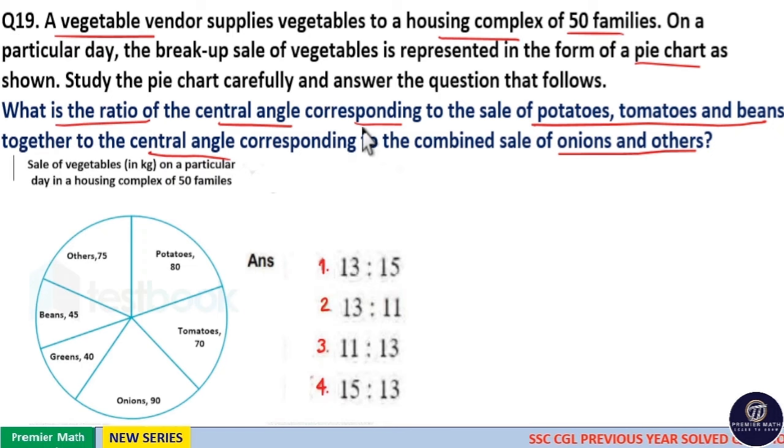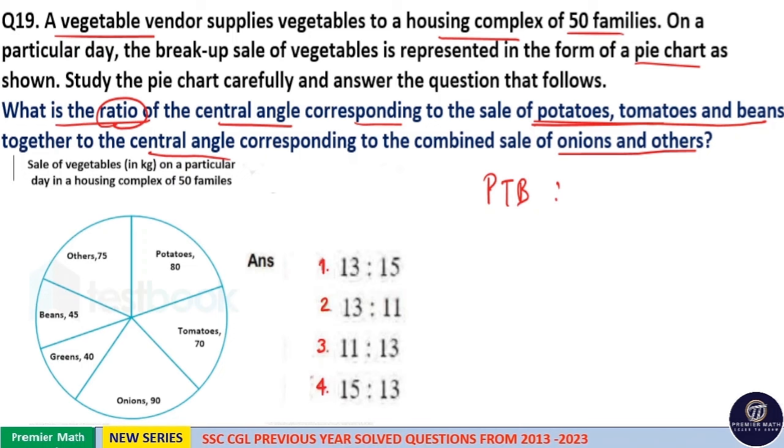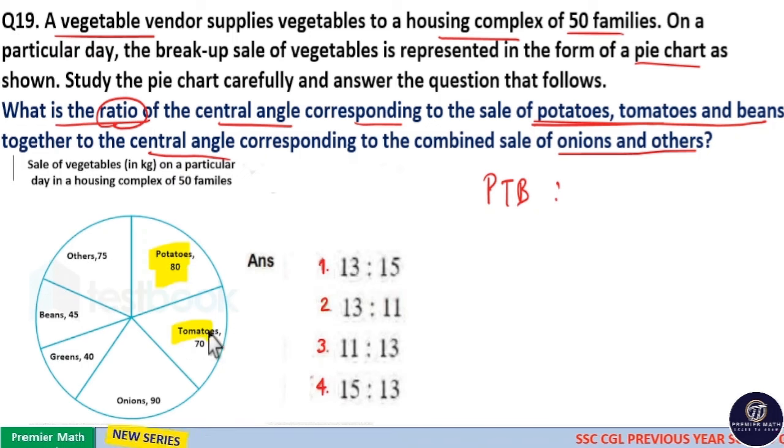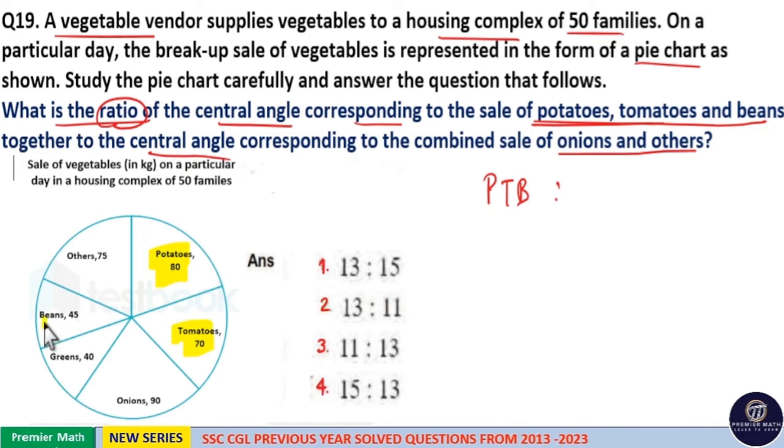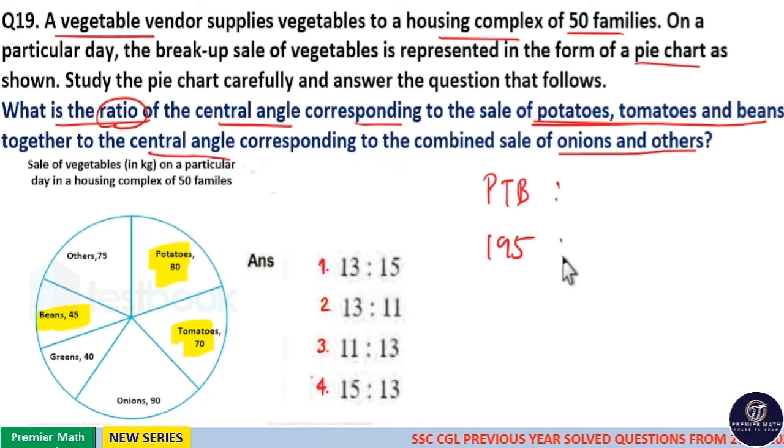Here, this is ratio. We need ratio. So in ratio, this total number of items and 360 degree cancel each other. So here we need ratio of potato, tomato and beans. So take sum of these three. That is potatoes 80, tomatoes 70 and beans 45. 80 plus 70, 150, 150 plus 45, 195 is to.